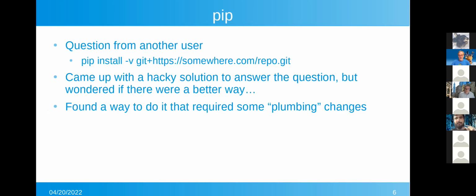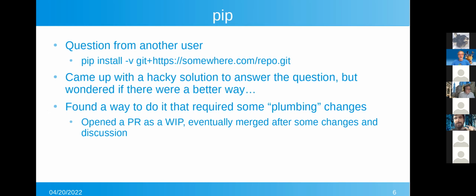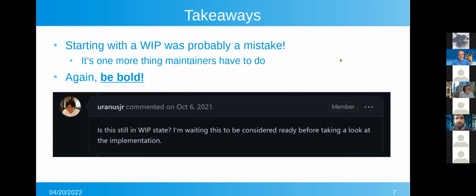And here's where I made a mistake in this PR. I opened a PR as a work in progress, as a draft, saying, well, I don't know if I did the plumbing changes quite right. I wasn't bold. And we'll see if somebody comes along and cleans this up. It was eventually merged, and now if you pass dash v to pip, it will turn this up. It was a pretty simple little thing once you got the verbosity information down there to, instead of making it quiet, just go ahead and turn the quietness off. But as I said, making that a work in progress was probably a mistake.